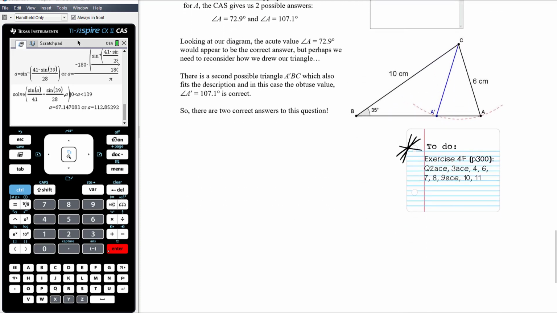Alright, so that talks that through there. Alright, so exercise 4F, so I really want to encourage you to use your CAS to solve, particularly when it's the angle that you're trying to find, because that will ensure that if there is more than one correct answer, you will find both answers all at once. Alright, so 4F are the questions you want to work on today.